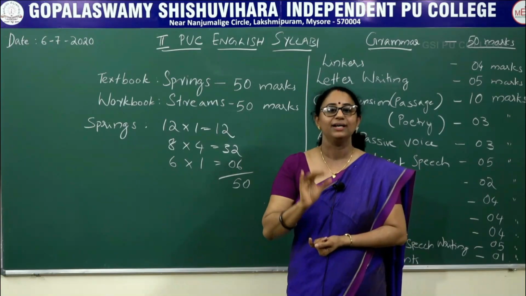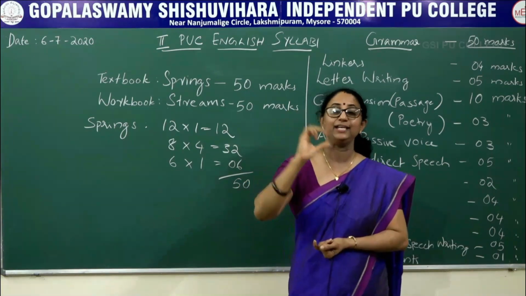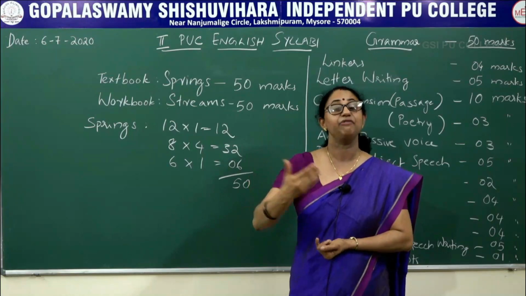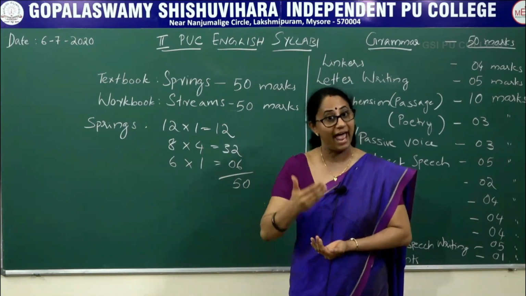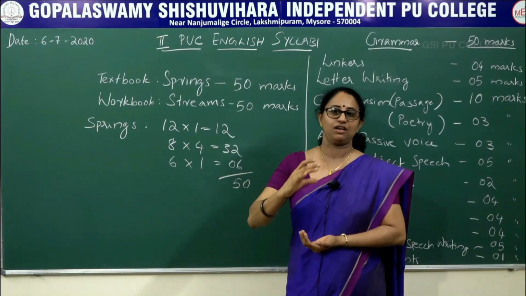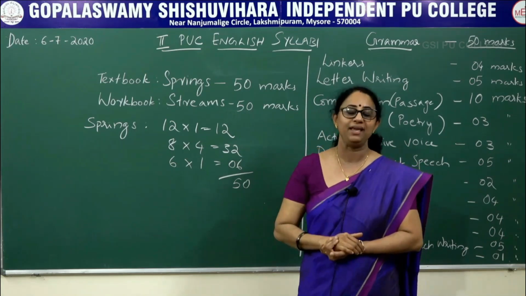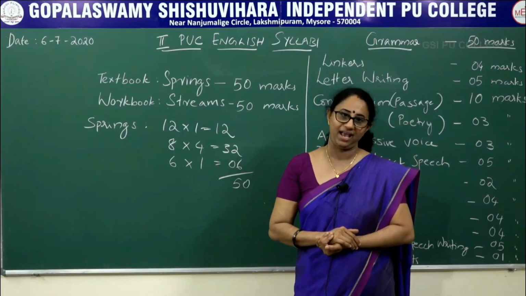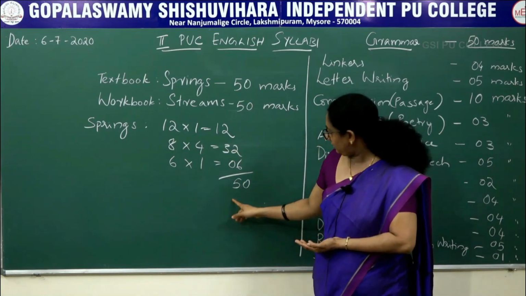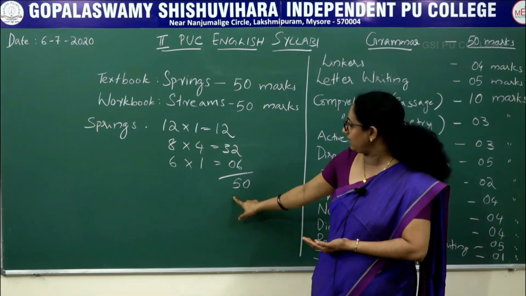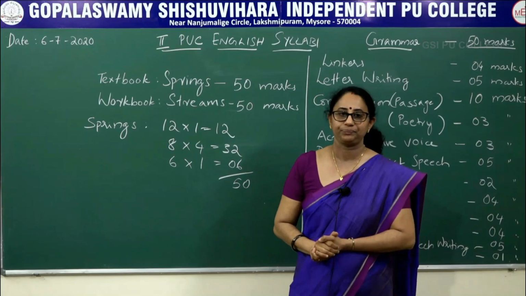And make sure a mini essay should be divided into several paragraphs. There should be an introductory paragraph which tells the evaluator about the chapter and the author and the theme. Now there should be a synopsis of the chapter pertaining to the question asked, and then it should be concluded in a proper way as well. So all these put together make 50 marks, and your Springs, the textbook, is covered.